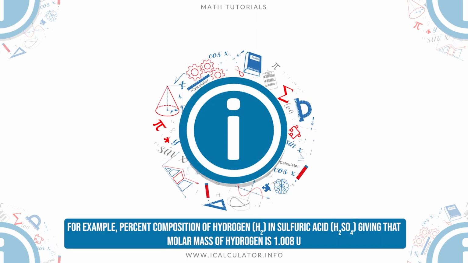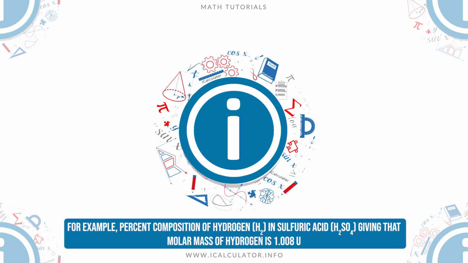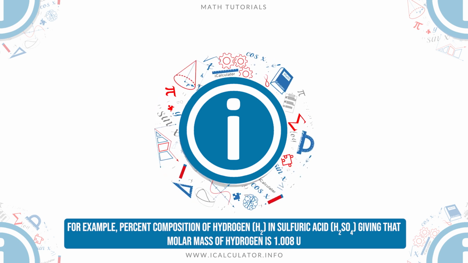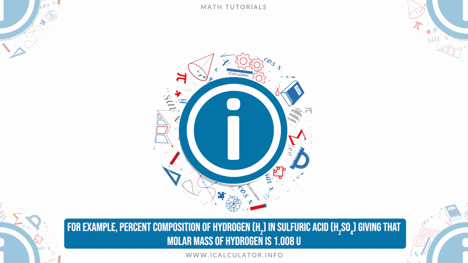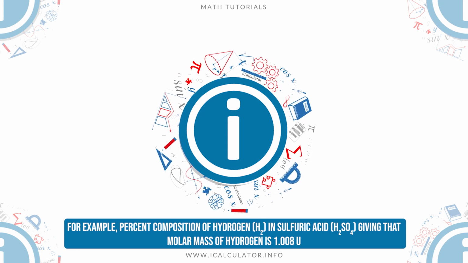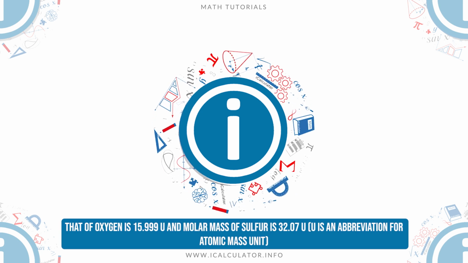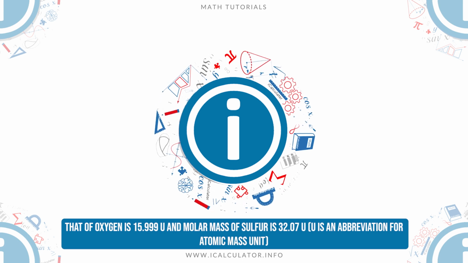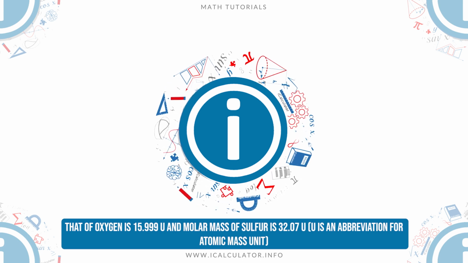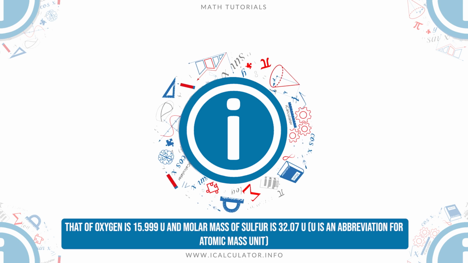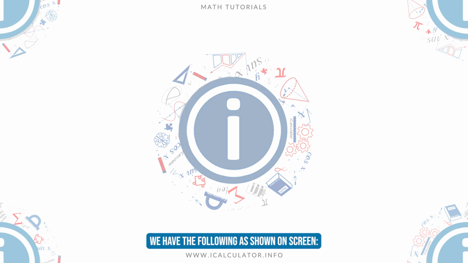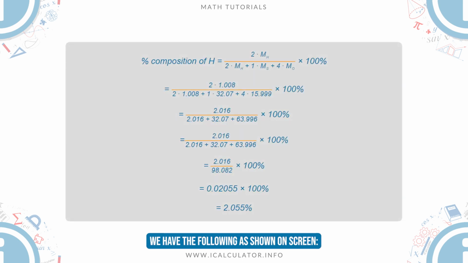For example, the percent composition of hydrogen, H2, in sulfuric acid, H2SO4, given that the molar mass of hydrogen is 1.008 u, that of oxygen is 15.999 u, and the molar mass of sulfur is 32.07 u. u is an abbreviation for atomic mass unit. We have the following as shown on screen.